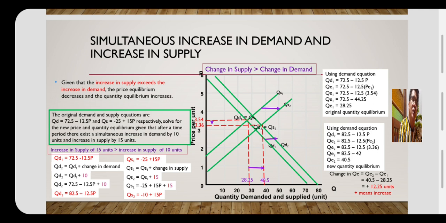And this is positive. The fact that the sign is positive means that there is an increase in quantity equilibrium. So notice that because of the simultaneous increase in the demand and the supply, and given that the increase in supply exceeds the increase in demand, price equilibrium decreases but quantity equilibrium increases.